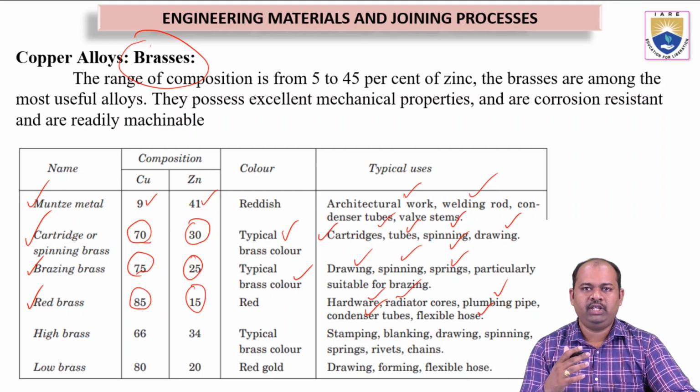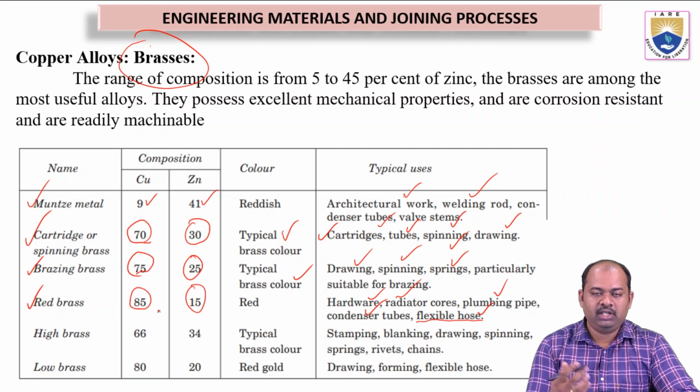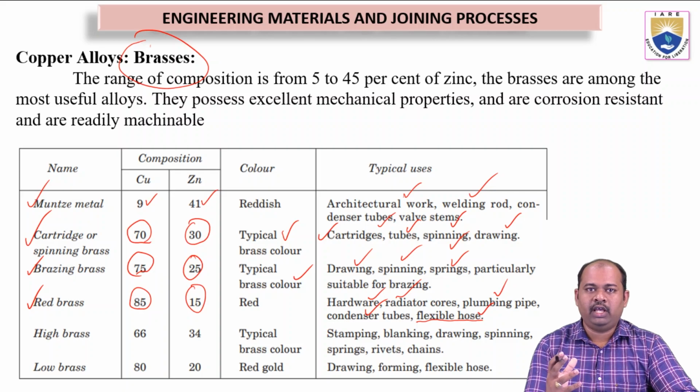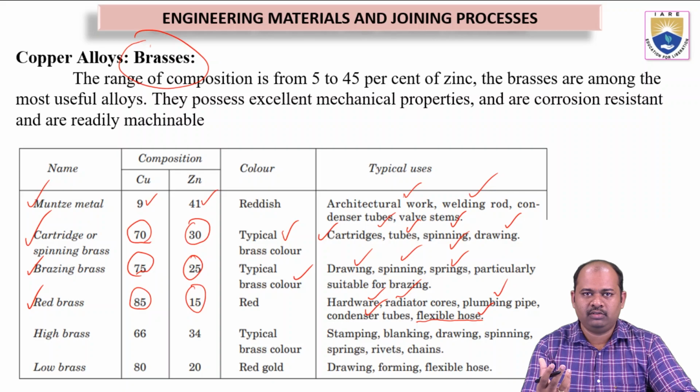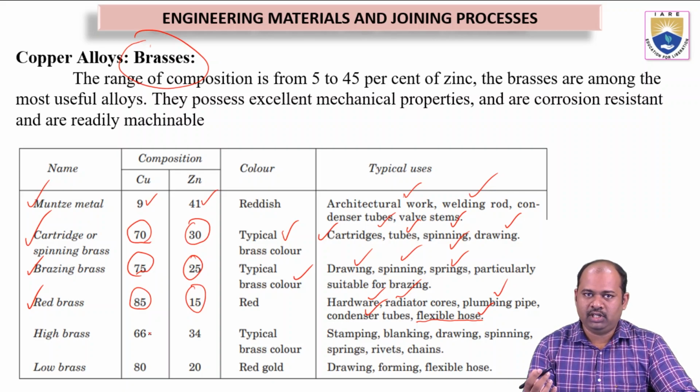Each and every type of brass will have its own applications depending on its particular property. So why is this used in flexible hoses? Because generally copper is ductile, but when zinc is added to copper in this percentage, what happens? Everything changes. Copper can bend more easily. It can be converted into bendable pipes. So that is why red brass is preferred in some applications.